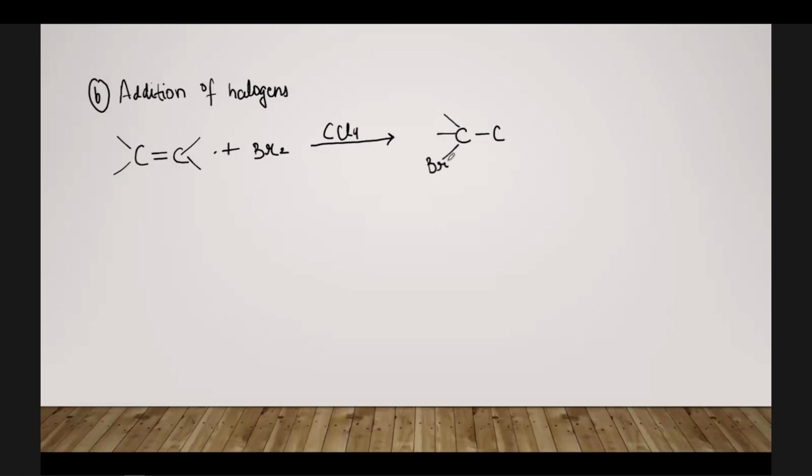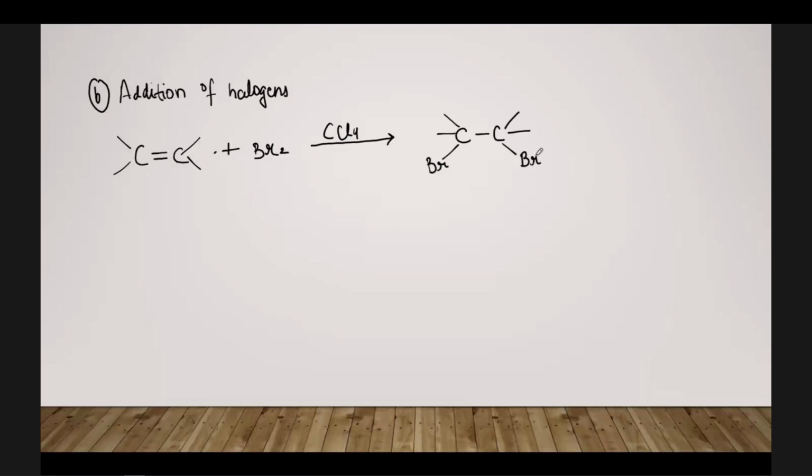In this case, we cannot apply Markovnikov's rule, because here the bromine species are the same. When this bromine splits, it will give 2 bromide ions, right? So the bromide ions are the same. So wherever they attach, it will not make any difference. There the species were different, that is hydrogen and the halide ion.